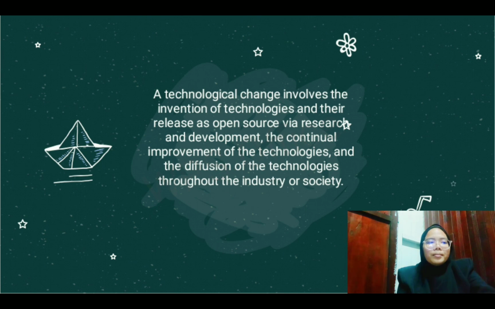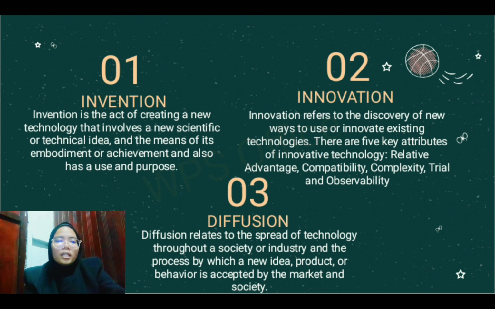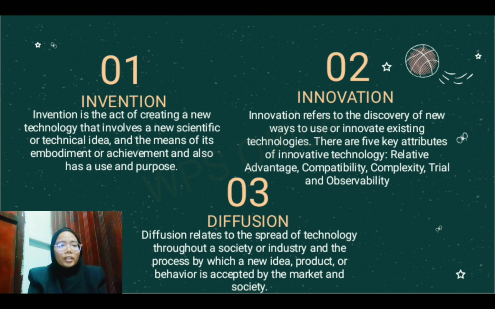Technological change involves the invention of technology and its release as open source via research and development, the continued improvement of the technology, and the diffusion of technology throughout the industry or society. Phases of technological progress. There are three phases of technological progress: invention, innovation, and diffusion. First, invention.